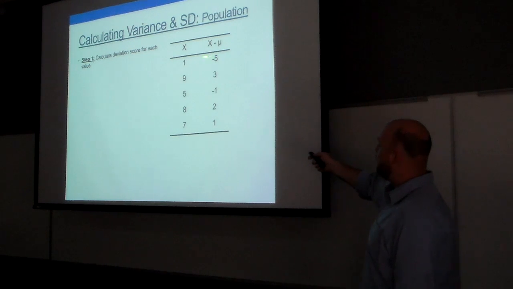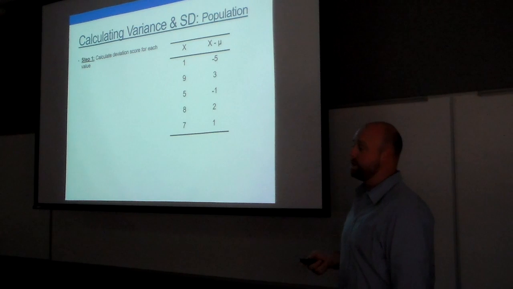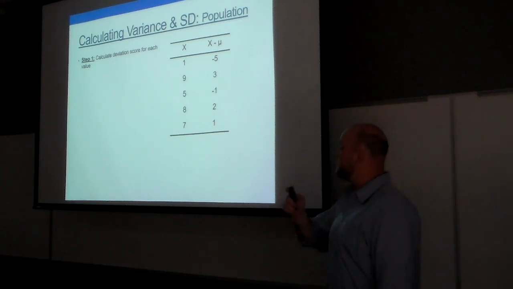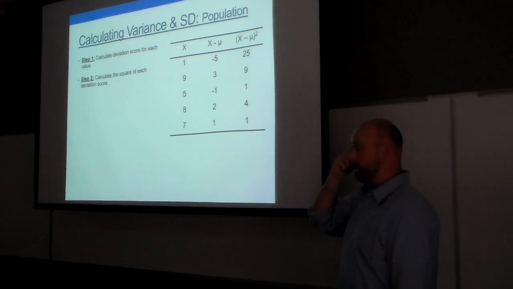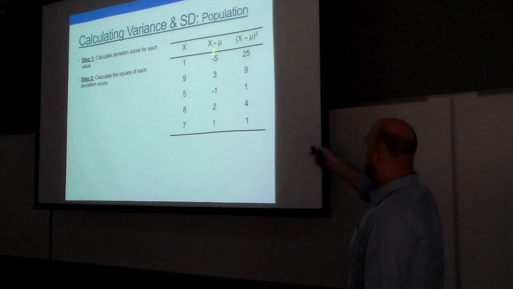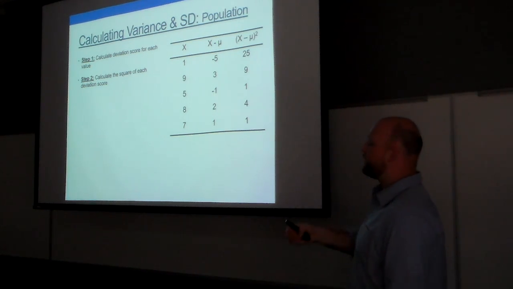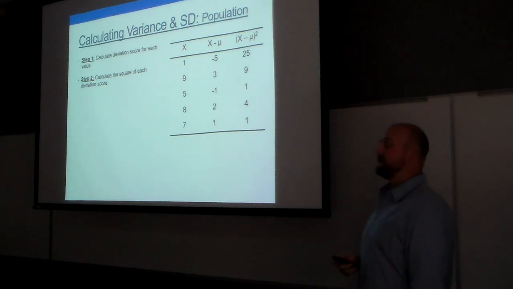So if we go through and we subtract 6 from every one of these scores, we get our deviation scores here. Okay? That's step 1. Then step 2, we go through and calculate the square of each deviation score. So we're going to take our deviation score, our raw score minus the mean, and take that to the power of 2. We're going to square it, okay?